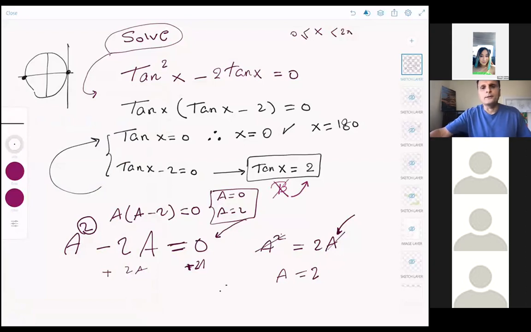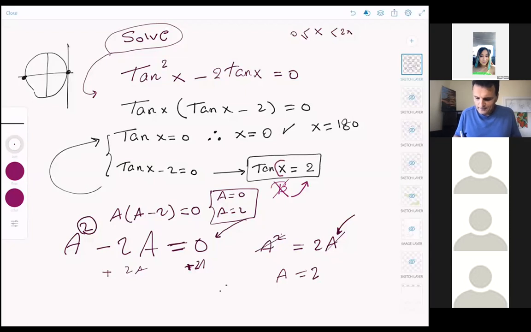How do we solve for x? I know Karen knows that. Karen, how do you solve for x? Is it 2? Tangent of x equal to... I don't know.